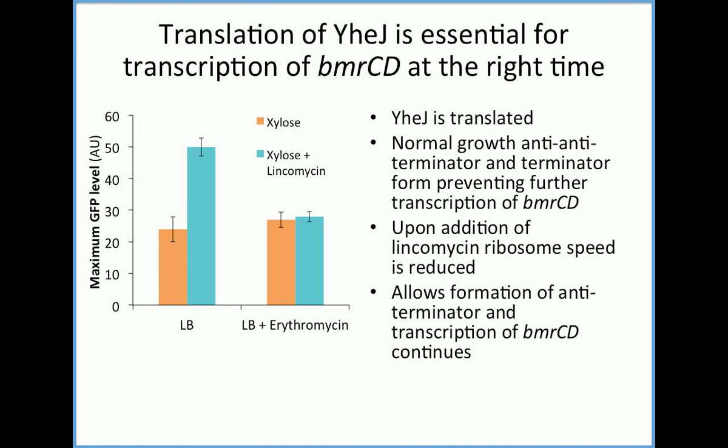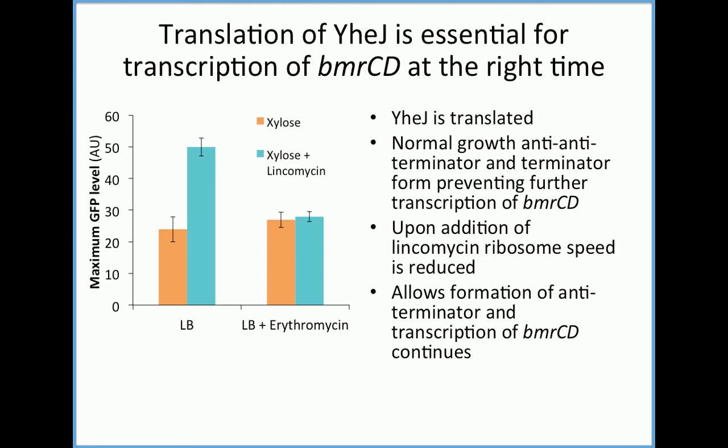And the final piece of evidence that we have to say that YheJ is translated is through using the erythromycin resistance marker on the plasmid where we've got the xylose-inducible promoter constructs. Now, when we add erythromycin into the medium, the gene on the plasmid modifies the ribosome itself and basically blocks the action of these antibiotics and makes the cells resistant to it.